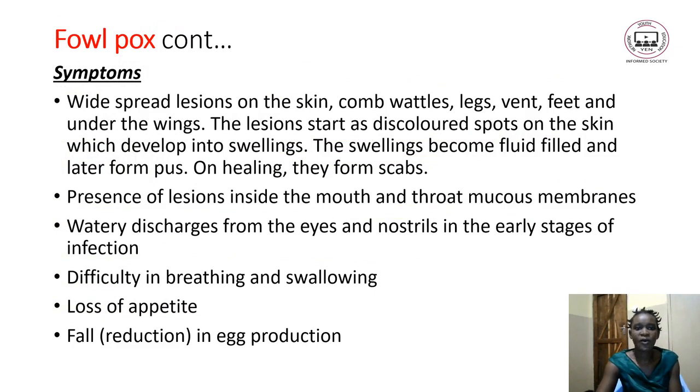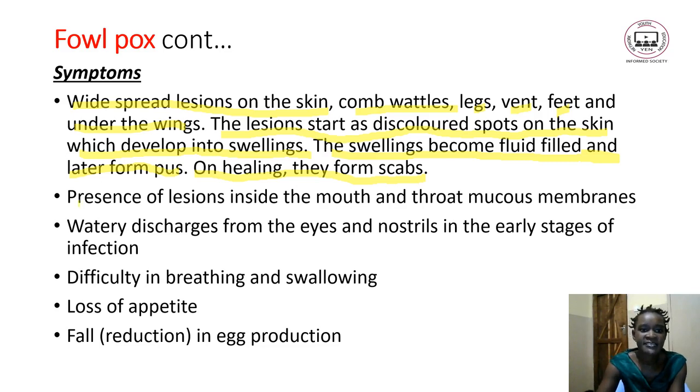What are the symptoms of fowlpox? Widespread lesions on the skin, wattles, legs, feet, and even under the wings are one of the symptoms of fowlpox in chicken. These lesions start as discolored spots on the skin, which later develop into swellings. The swellings become fluid filled and later form pus. But upon healing, they'll still form some scabs.